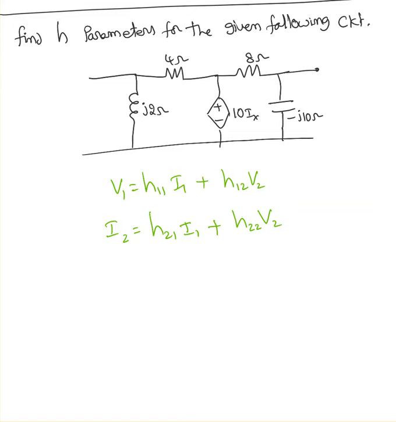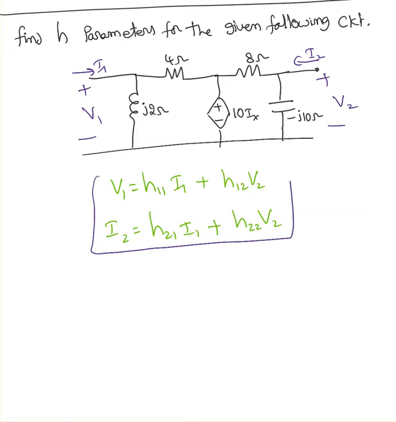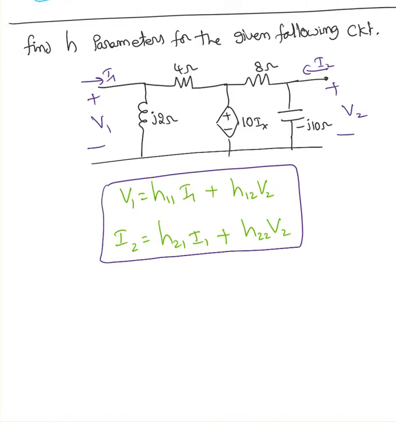Here is the next example. In this example, he's asking us to find the H parameters. So always take I1 and I2, both currents entering, and V1, V2. Now write down the equations for the H parameters. V1 equal to H11 I1 plus H12 V2, and I2 equal to H21 I1 plus H22 V2.